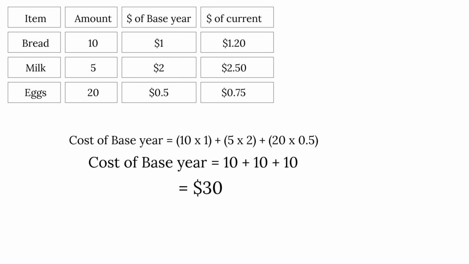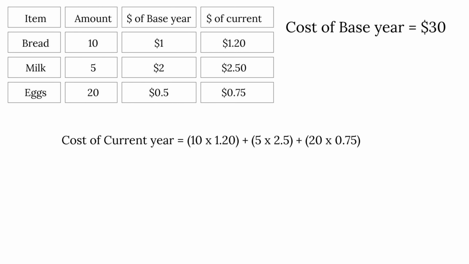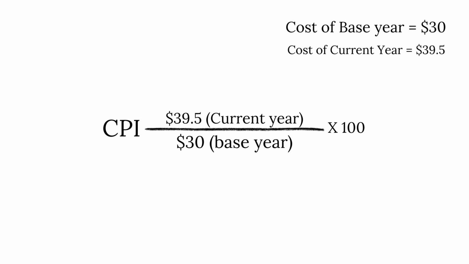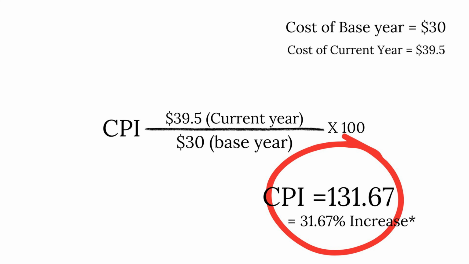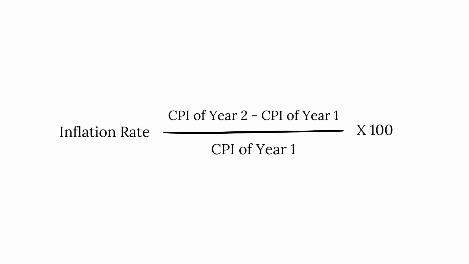Then, once we know the base year, we multiply the same for the current year, and with that, it'll give us $39.5. Once we know the cost of the current year and the base year, we're going to put it into our CPI calculation, and it's going to give us a total of 131.67. So, to measure inflation rate, we're going to use this calculation right here, where we take the CPI of year 2 minus the CPI of year 1, divided by the CPI of year 1, and multiply by 100.